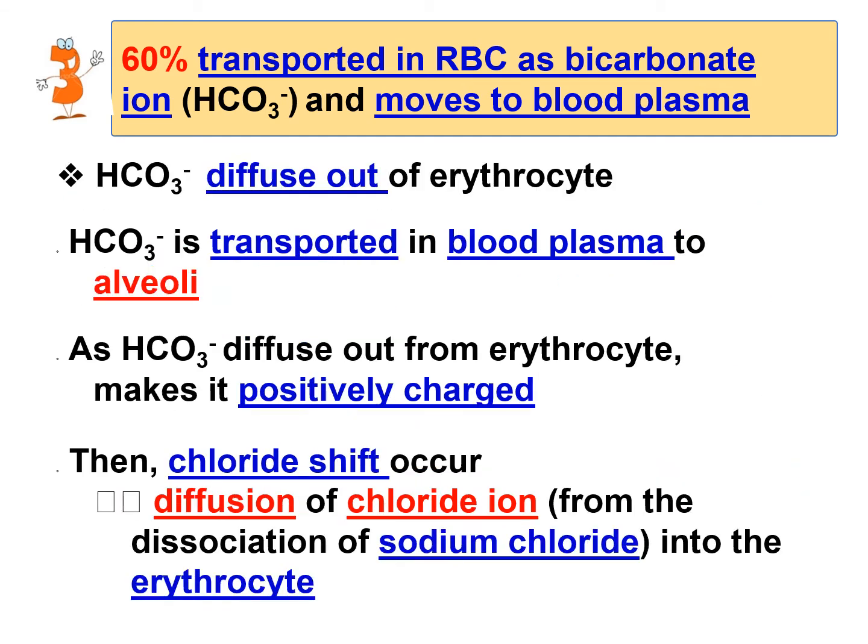What happens next? The bicarbonate ion that formed in the erythrocyte diffuses out of the erythrocyte and is then transported in blood plasma into the alveoli. So bicarbonate ion will be transported in the blood plasma even though it is formed in the erythrocyte.